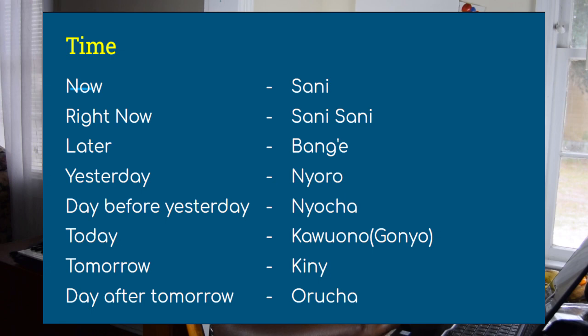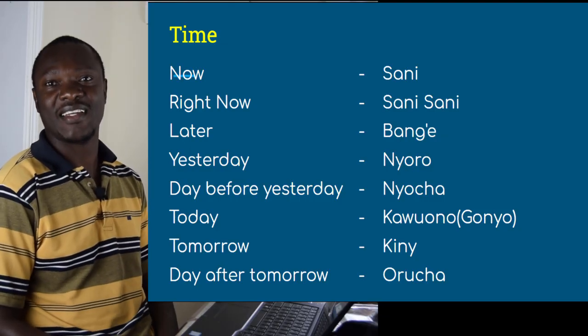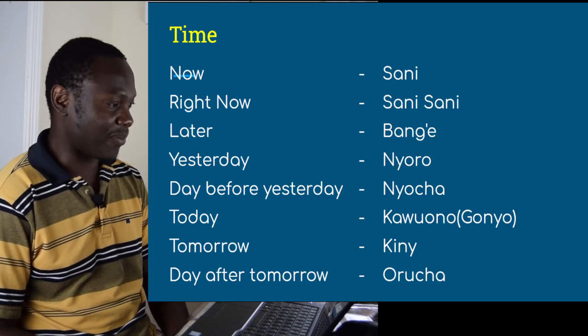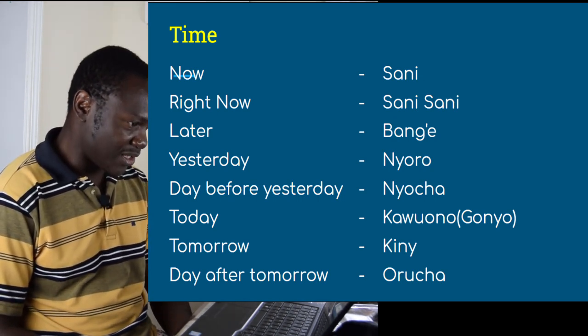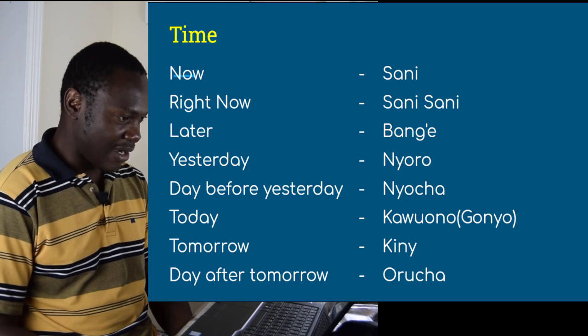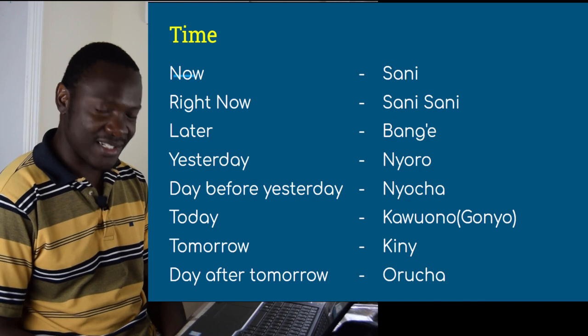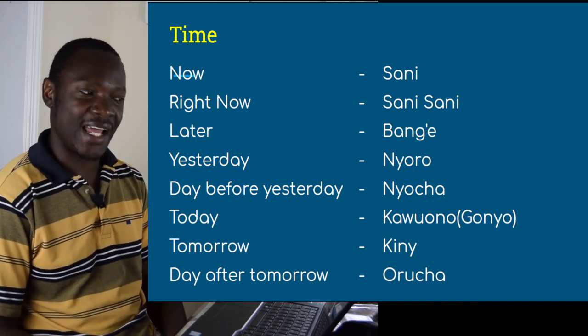All right, so let's go into the computer and see what is there. Today we're going to talk about time and direction. I will just splash the time here like this, and then we shall go and talk about the time. So let's start with now. Now is sani. So right now becomes sani.